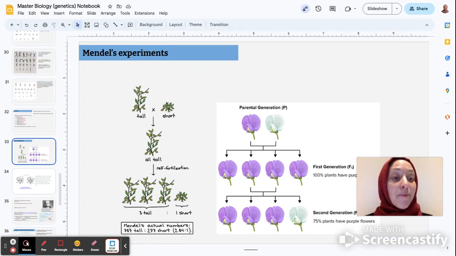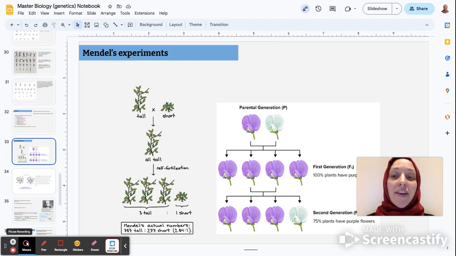And at that time, his prediction, his hypothesis, was that the offspring would all be medium in height. They would somehow be a combination of the two. But what he found was 100% of the next generation was tall, which was kind of strange. It was like the short characteristic, or the short allele, just disappeared.